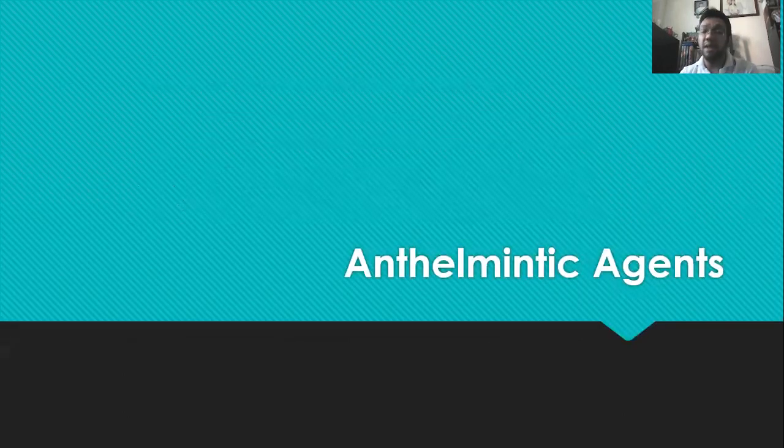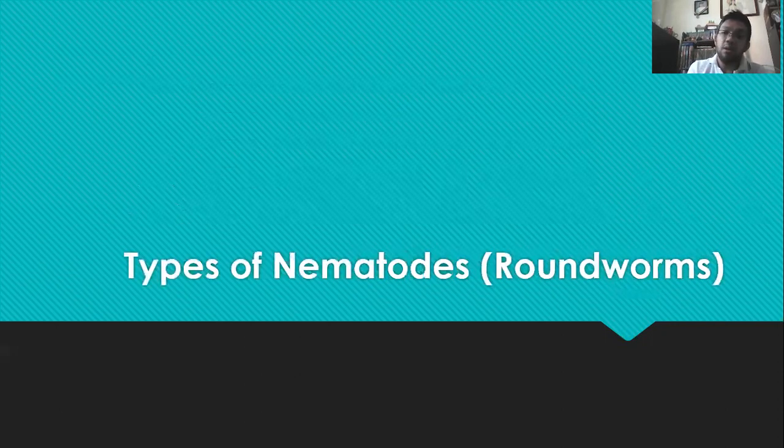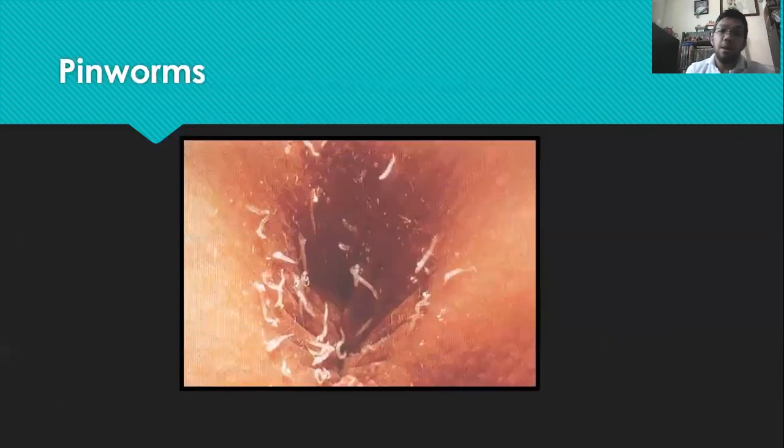Now we go to the anthelmintic agents. These are agents used to treat parasitic infestation of the body. Now we go to the types of parasites. First, we have nematodes or the roundworms. Pinworms usually lay their eggs in the anus, and they lay their eggs at night. So if the person infested with pinworms starts scratching the anal area at night, that's indicative of pinworms.